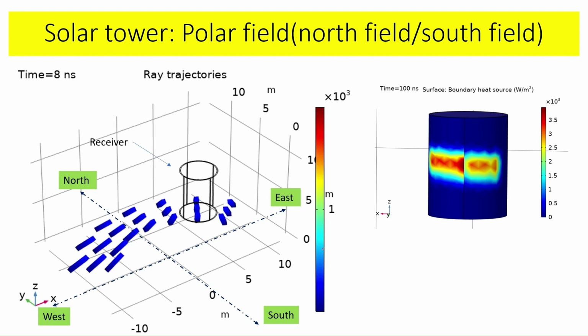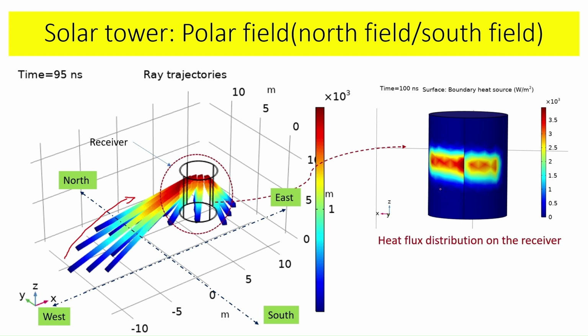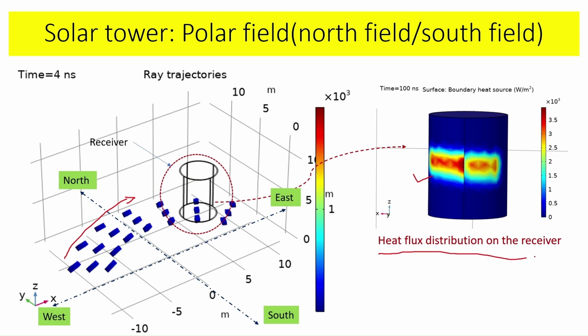Then this is polar field, the second type of solar tower, where the heliostats are only on one side. The collectors or heliostats are only on one side, and the sunlight comes and gets focused on the receiver. And this is the flux distribution on the surface of the receiver, and there is also a working fluid flowing, and that working fluid takes the heat from this absorber or receiver and sends it to the power plant for production of steam and hence running the turbine.